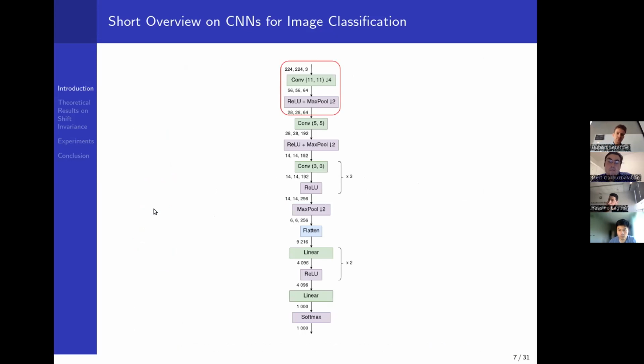For the rest of the talk, we will focus on the first two layers of the CNN. This is actually a feature extractor, made of the first convolution layer that you can see here, followed by a rectified linear unit and a max pooling. For the sake of simplicity, we will drop the ReLU. We will only consider the max pooling layer.